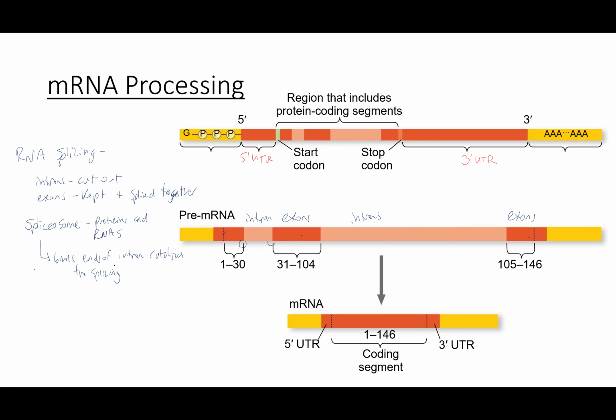The discovery of the spliceosomes led scientists to understand it's not just enzymes that can be used to catalyze reactions. There are pieces of RNA that are called ribozymes, which are able to catalyze reactions. So ribozymes are RNA that can catalyze a reaction.